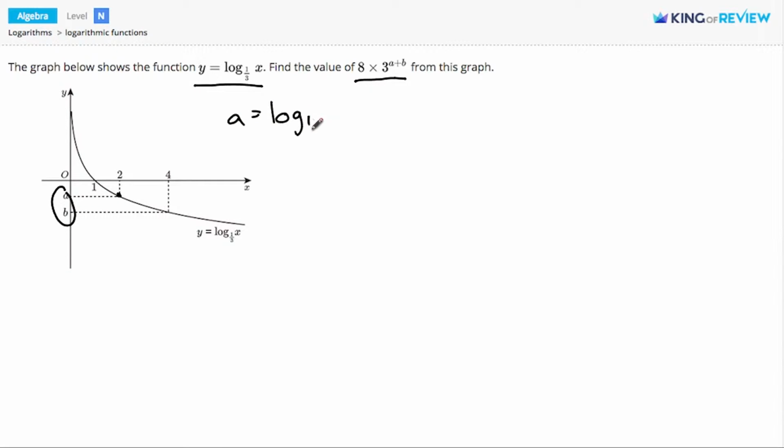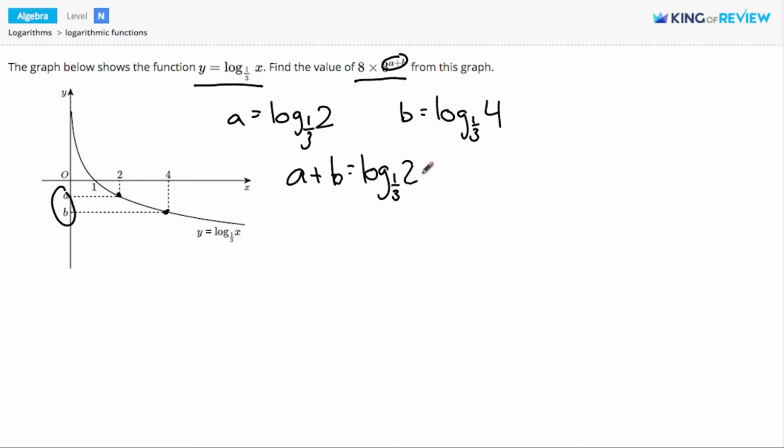So a is the log base 1/3 of 2. Similarly for b, b is the y value when the x value on this graph is 4, so b must be the log base 1/3 of 4. Now I know that I'm going to want to add a and b together from the problem. I have 3 to the power a plus b. So let's figure out what a plus b is. That's the log base 1/3 of 2 plus the log base 1/3 of 4.